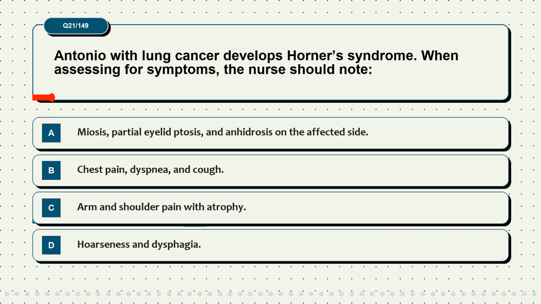Question 21. Antonio, with lung cancer, develops Horner's syndrome. When assessing for symptoms, the nurse should note, here are the options. Option A, miosis, partial eyelid ptosis, and anhidrosis on the affected side. Option B, chest pain, dyspnea, and cough. Option C, arm and shoulder pain with atrophy. Option D, hoarseness and dysphagia.